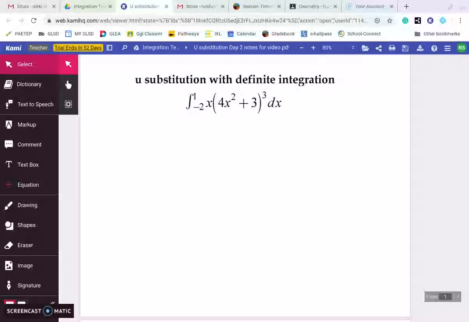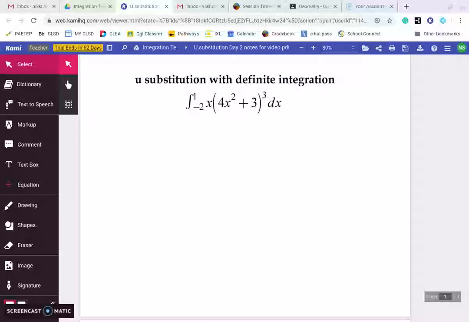Okay, so hopefully you did okay with the U substitution. Today's lesson is very short because it's doing the same thing, but now it's just definite. So you're not going to have the plus C at the end. This is the one we're going to plug the numbers in. So it's going to work the same way it did before with the definite integration.